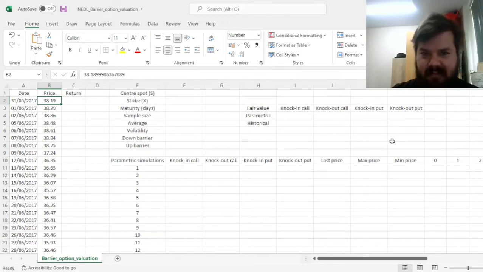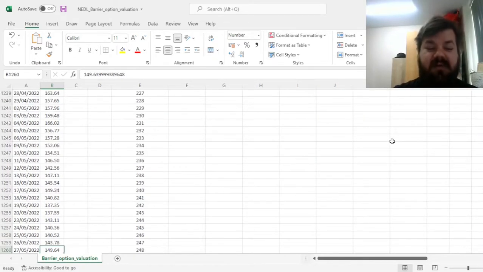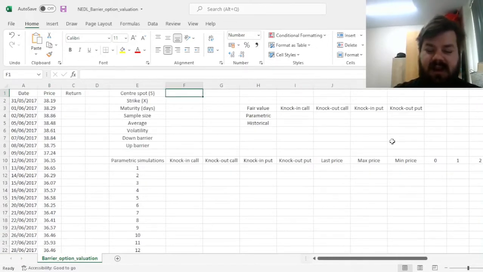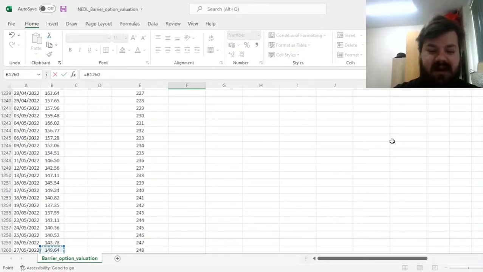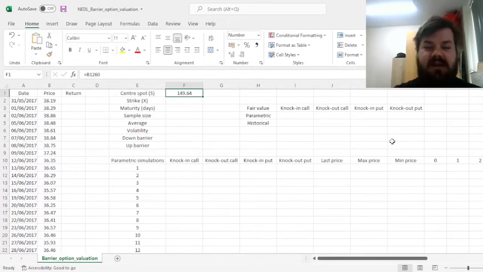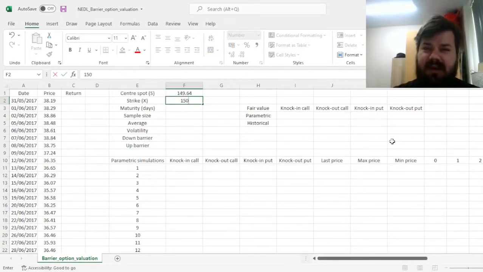For the barrier option valuation, we first need to figure out what the center price, that is, the current price of the underlying, is. And here we can simply refer to the most recent price at the month end of May 2022, which is $149.64. We need to also keep in mind what the strike of our barrier options is, and let's assume that it's quite close to the spot price. You can change it later without performing any further calculations, which is a nice property of the template we're building. So let's stick with 150 so far.